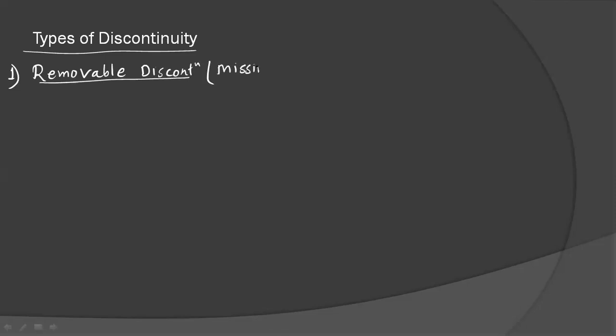Next is, when a function is not continuous, then it is said to be discontinuous. So discontinuity can occur in many cases. I'm taking first discontinuity as removable discontinuity. Another name is missing point discontinuity. In this case, limit x tending to a fx exists.